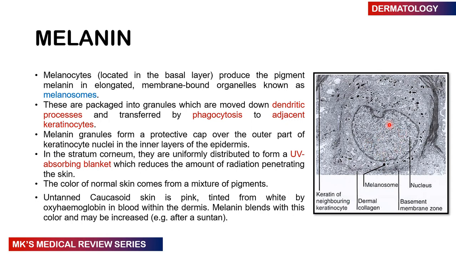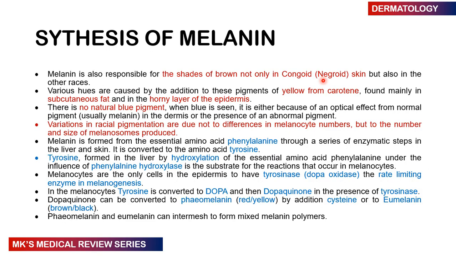Here you have this giant thing, that's the nucleus. This whole thing is a melanocyte. And then, of course, you have the keratinocytes there, or the keratin that is produced from the keratinocytes that's neighboring this melanocyte. Now, how exactly is melanin actually produced?